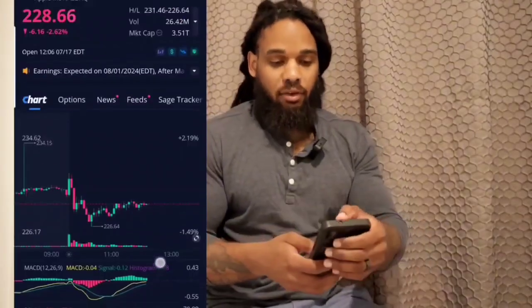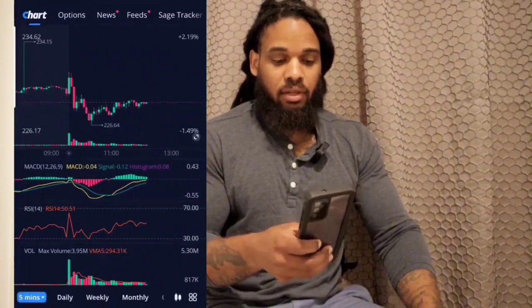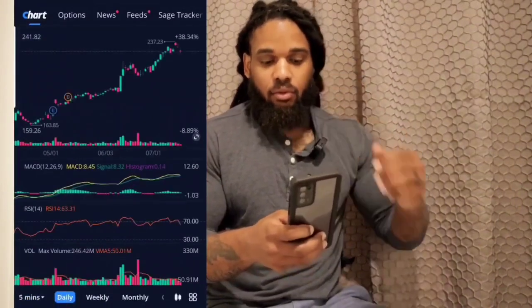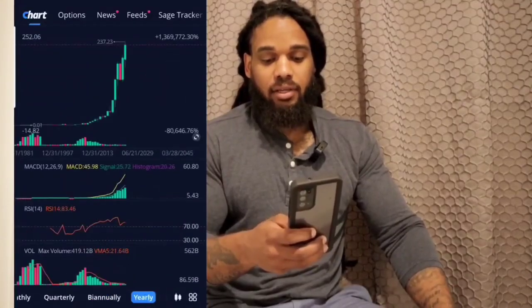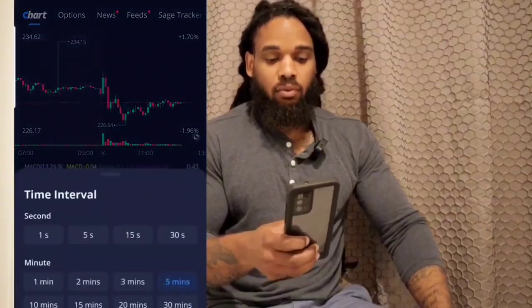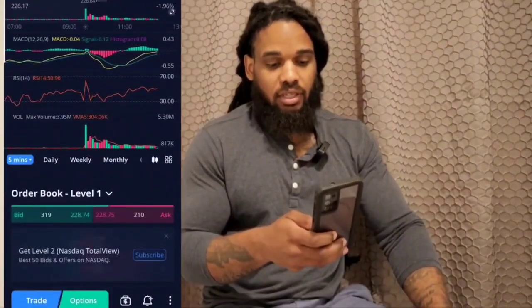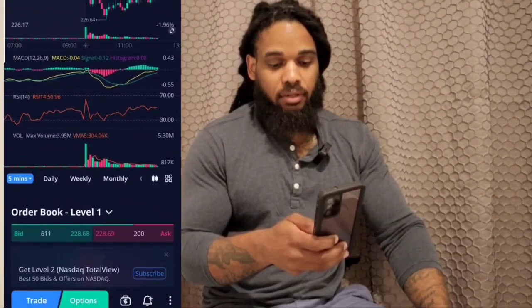Once you scroll down, you're going to notice these different time frames on Apple. You have the 5-minute, daily, weekly, monthly, quarterly, biannually, yearly, etc. On the 5-minute, you could also change that to 1. If you look to the side next to the different time frames, you see a button here.